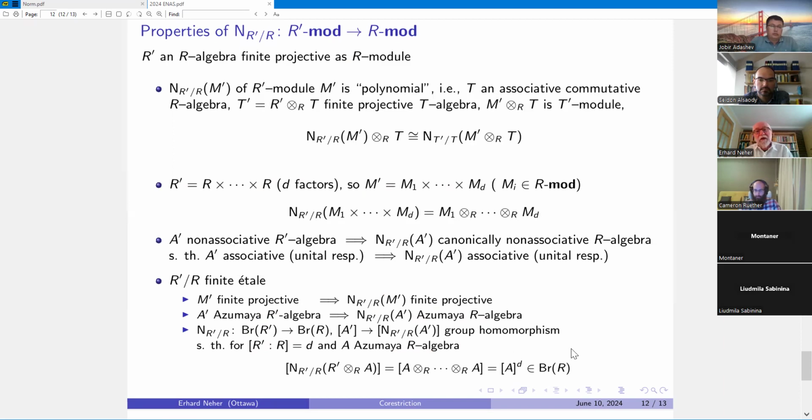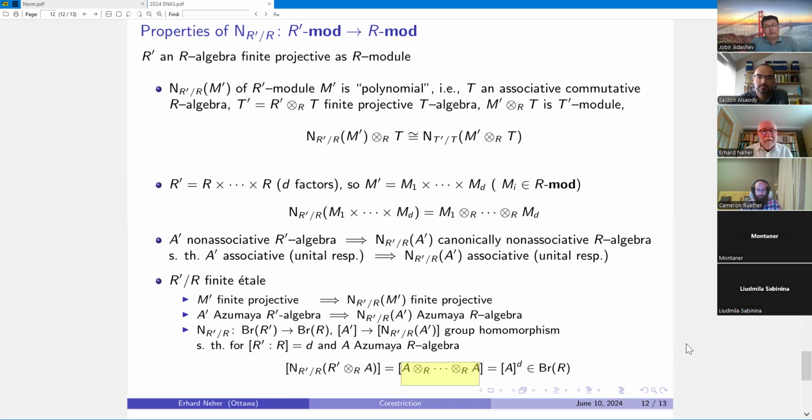then you can play the game we have played before. I take my Azumaya algebra over R. I move it up to R prime by taking the tensor product. I move it down to R by taking the norm, and then I take its Brauer class. And this is the same as taking the d-fold tensor product of A with itself.